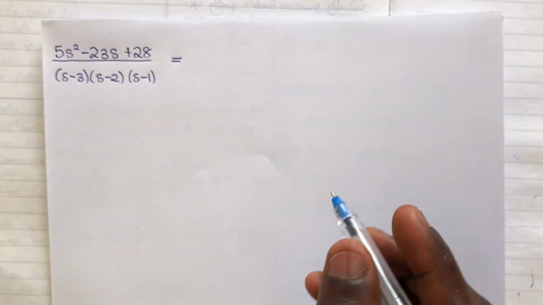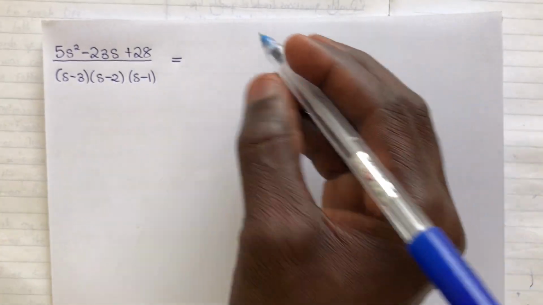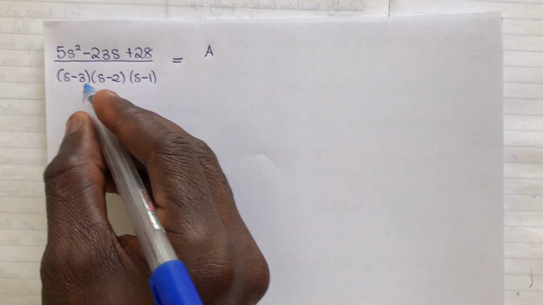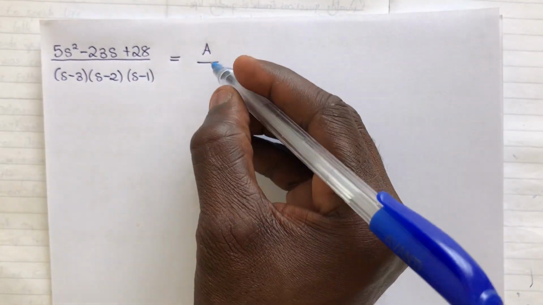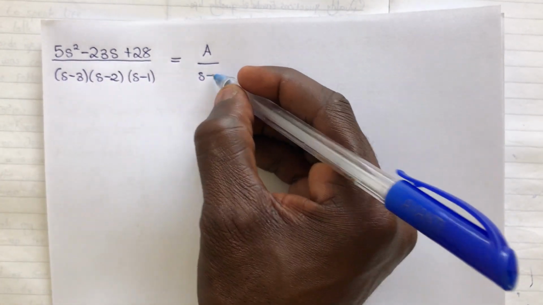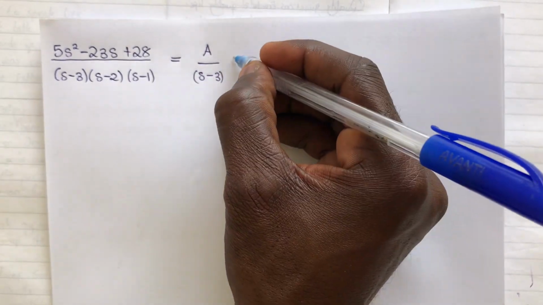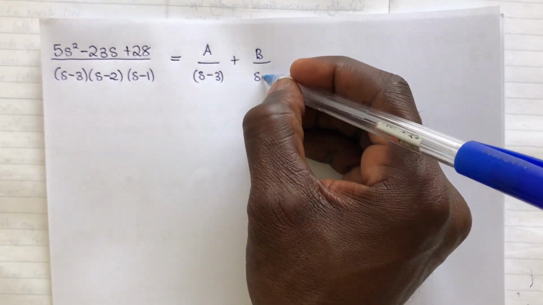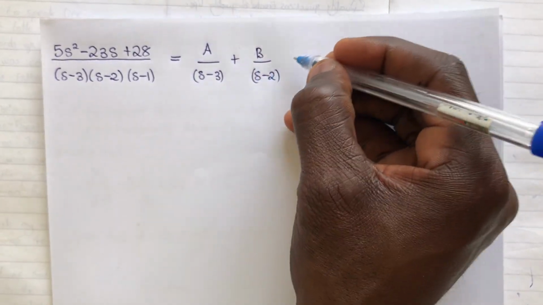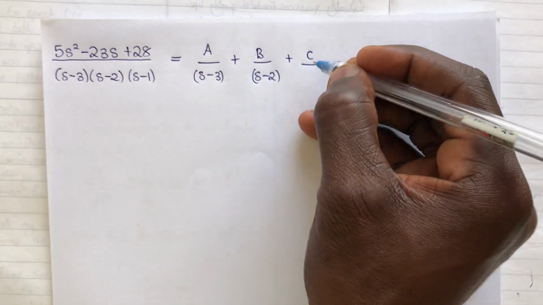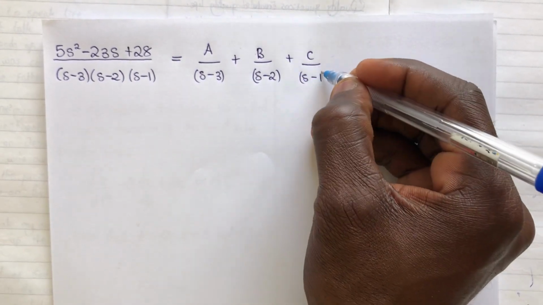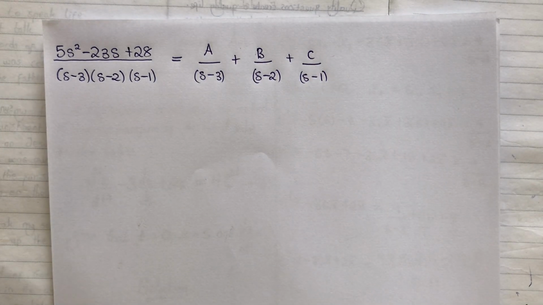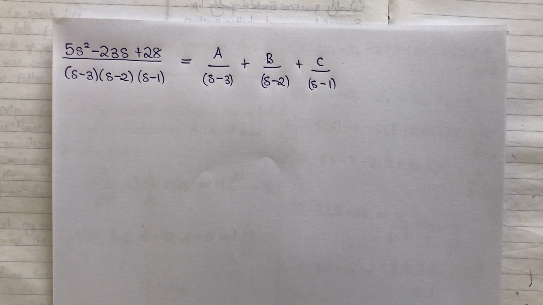Okay, so into partial fractions, approximately we are having A over the first linear factor. So let's pick the first constant, A over S minus 3, then plus B over S minus 2, then plus C over S minus 1. Now, once we change this into partial fractions, we focus on the right hand side of the equation.